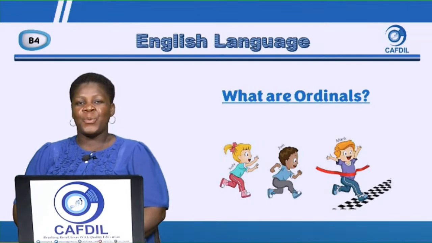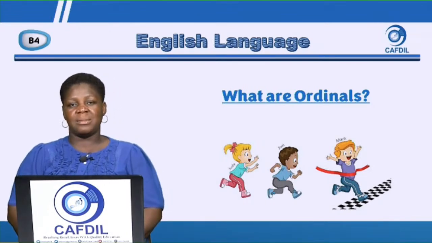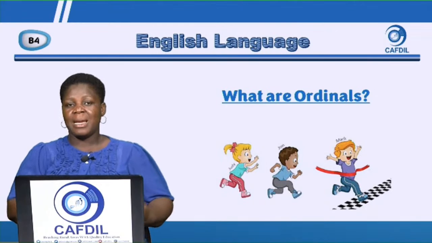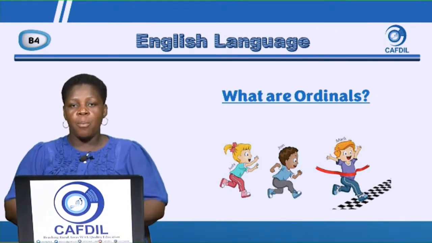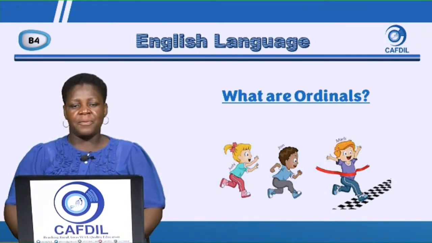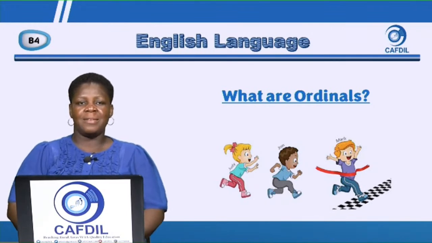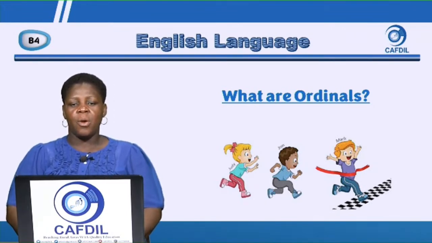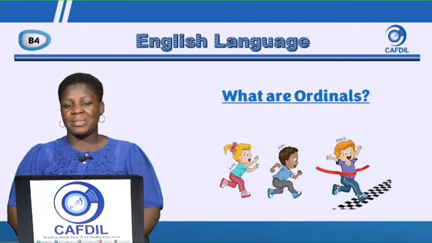All right, so we've come to ordinals. We said cardinals tell how many. Now ordinals, you can still see the picture there. They are running. One is in front, there's another in the middle, and then the end. One is first in the race. That is Mark. Mark is first in the race.